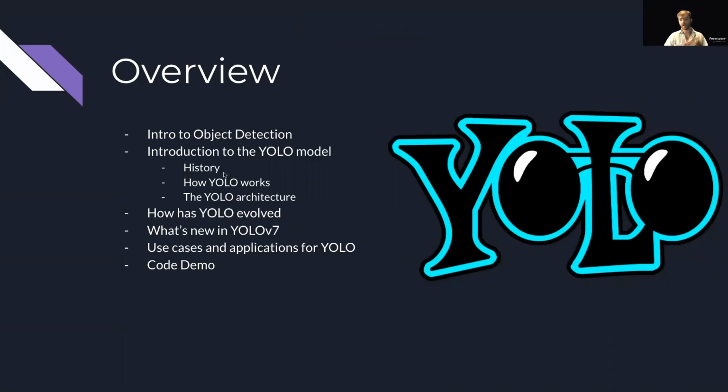Okay, so as I said, we're going to be talking about YOLOv7 today. In order to do that, I thought it would be best to introduce object detection first, and then go into the history of the YOLO model, explaining how the original YOLO worked and its architecture. We'll then move on to exploring how YOLO has evolved. So YOLO2, YOLO 9000, YOLO v3, YOLO v5, seeing the changes that were made in those architectures that allowed the new versions of YOLO to outperform the previous.